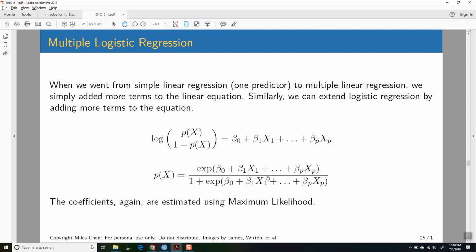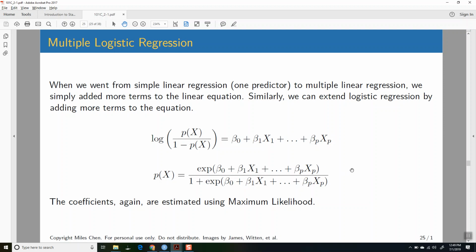And to estimate this, now we have more values, and you use maximum likelihood estimation to get your estimates. And just like before, if you want accurate estimates of your coefficients, you're going to need more data. So if you have more coefficients, more terms to estimate, you're going to need more data to get an accurate estimate of these things.